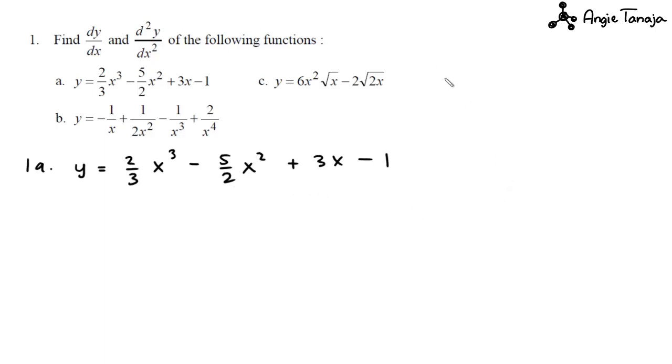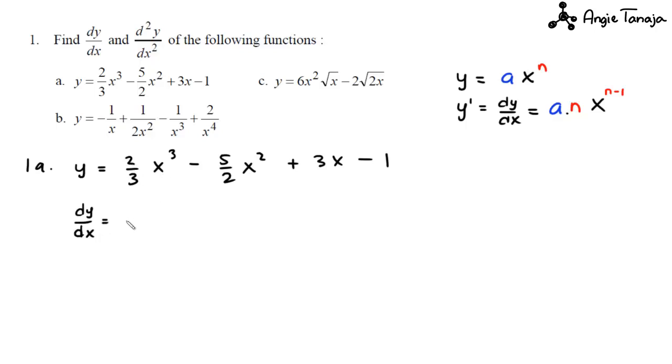So we have the general form: if we have y equals a x to the power of n, then the first derivative, dy over dx, is a times the exponent, and then the exponent of x is reduced by 1, meaning that it becomes n minus 1. Okay, so let's take a look here. We have the first derivative of y.